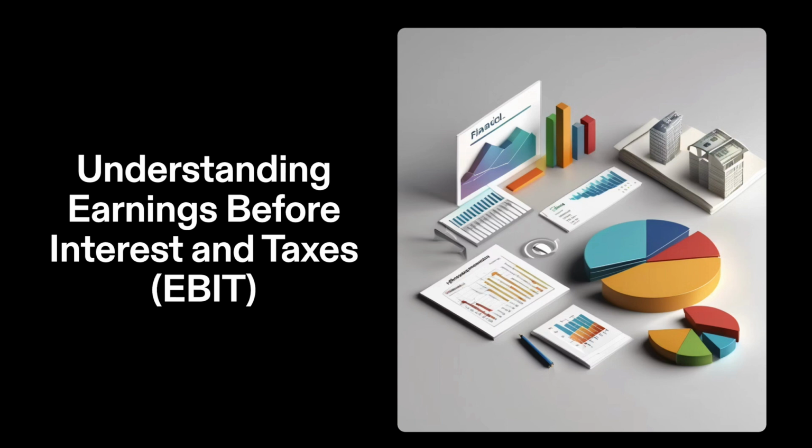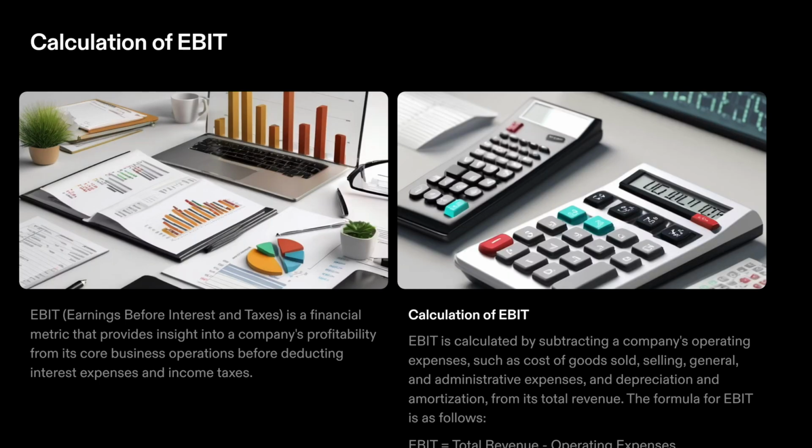Key points about earnings before interest after taxes include: 1. Calculation. EBIAT is calculated by starting with a company's net income and then adding back interest expense and taxes. The formula for EBIAT is as follows: EBIAT equals net interest expense plus taxes.